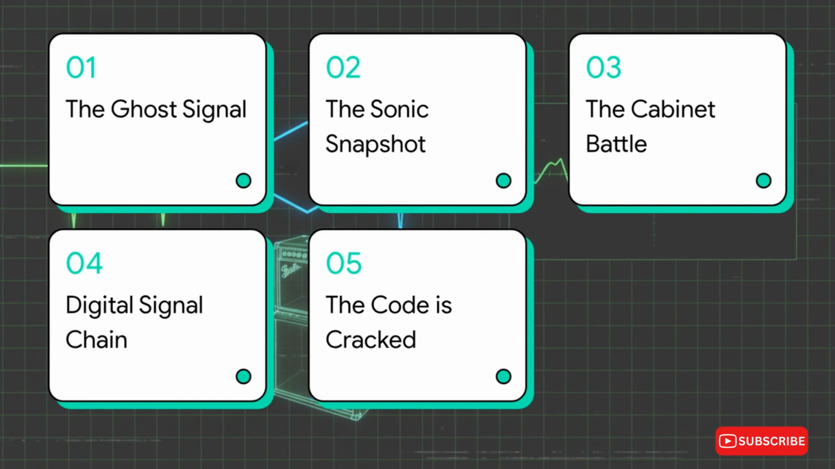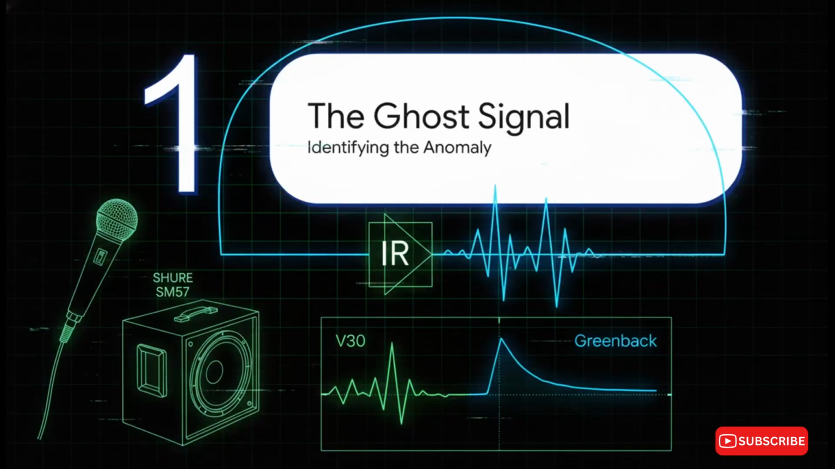First, we'll identify a strange signal anomaly, then we'll decode what it's made of. After that, we'll run a side-by-side hardware analysis, detail how to implement this in the modern world, and finally, we'll lay out our conclusion on how the code is cracked. All right, commencing phase 1, the ghost signal.